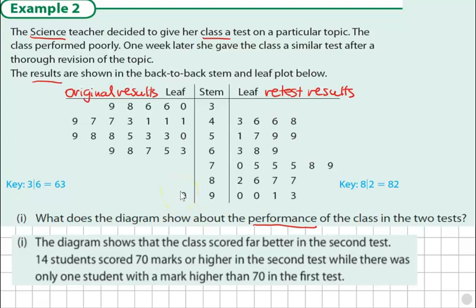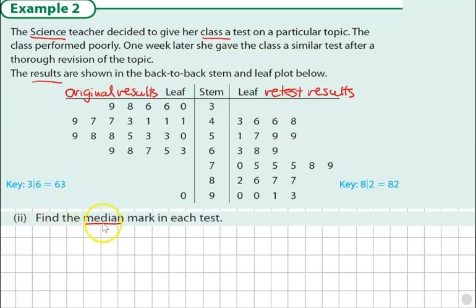Whereas in the retest, there was 14 students got 70 marks or higher. So we have 1, 2, 3, 4, 5, 6 students getting in the 70s. Then 1, 2, 3, 4 students getting in the 80s, and then 1, 2, 3, 4 students getting in the 90s. So we had 14 students scoring 70 marks or higher in the second test. Whereas apart from that 1 person in the first test, nobody got over 70. So the diagram shows that the class scored far better in the second test.